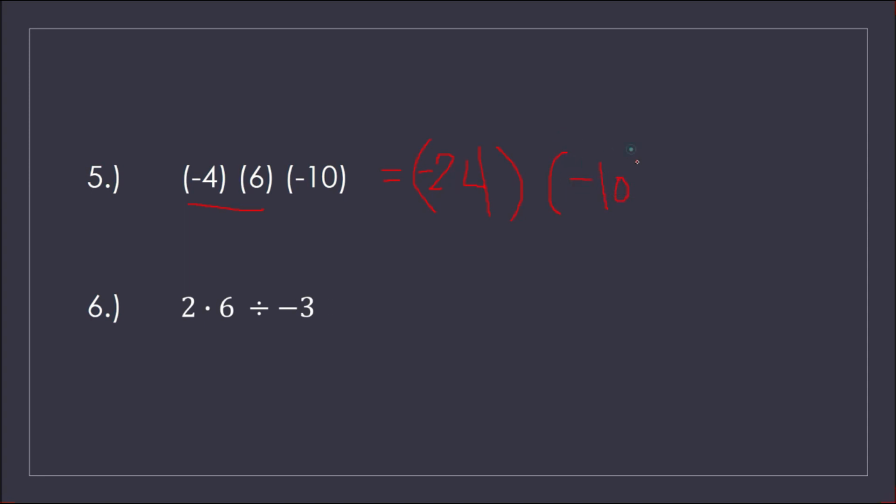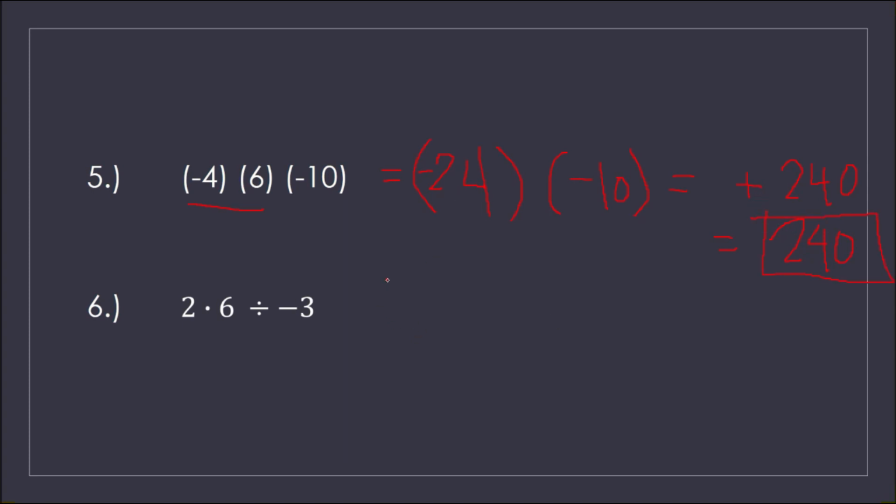Okay, negative 24 times negative 10. Multiply them. A negative times a negative is a positive answer. You can also just disregard the sign and leave it as the answer. So 24 times 10 is 240. It could be positive 240, or you can remove the plus sign and write 240. Anyway, they mean the same thing.